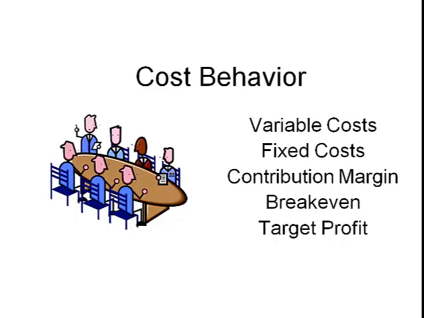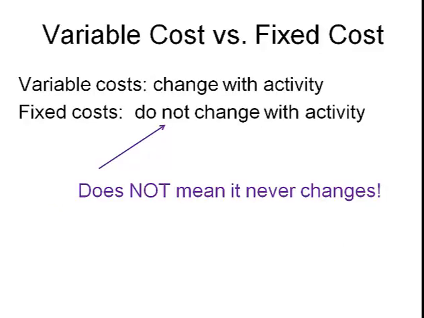We're going to talk about cost behavior: variable cost, fixed cost, contribution margin, break even, and target profit. Variable costs change with activity. An example of that would be direct material. You're going to make more units, you need more material.